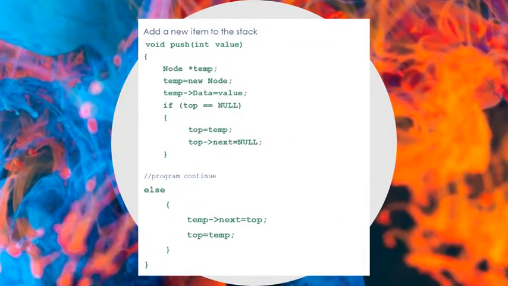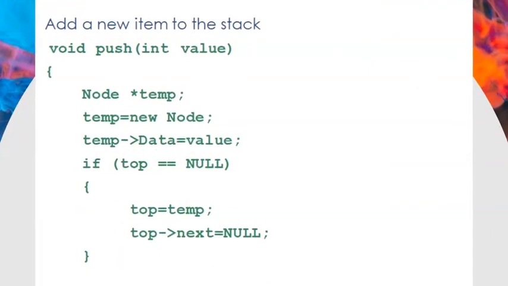The push function is to add a new item to the stack. So we pass an integer value, and we create the node temp. For the new node temp, to its data we pass the value.